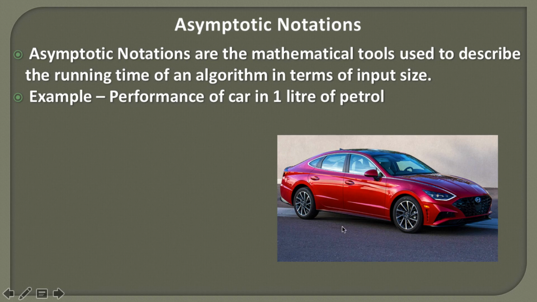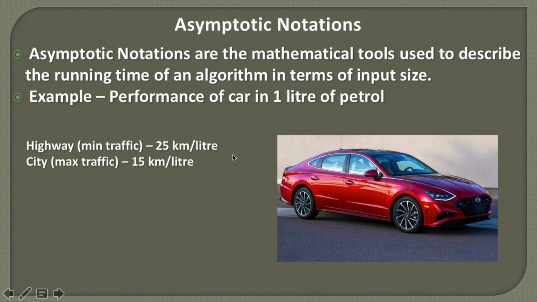So basically the salesman will never give you an exact answer. He will simply give you numbers based on certain conditions the car is running in. He will simply tell you that if you are running this car on a highway where the traffic is very minimum, this car can give you a mileage of 25 kilometers per liter. And if you are running it in a city where the traffic is max, it will give you 15 kilometers per liter.